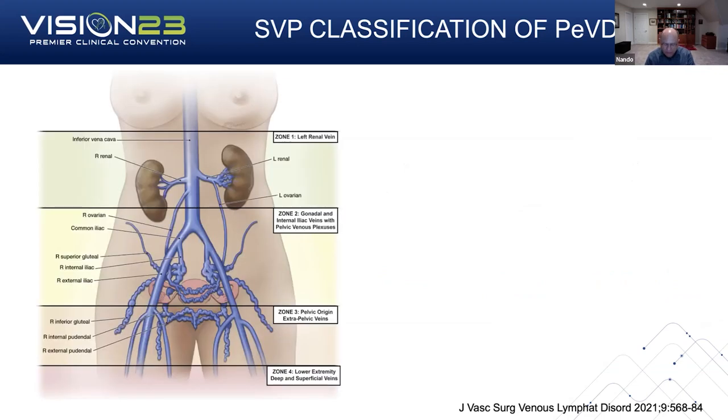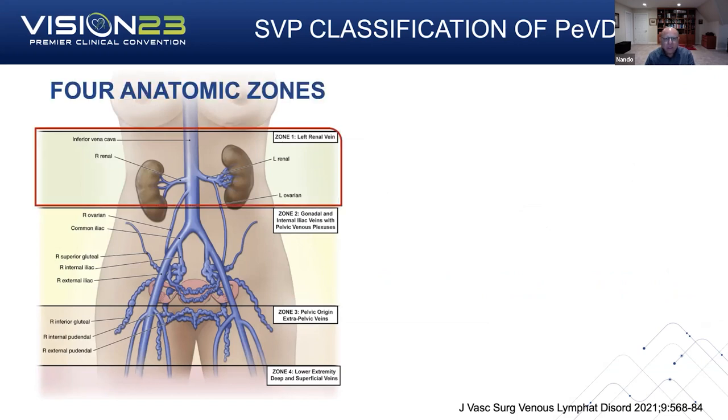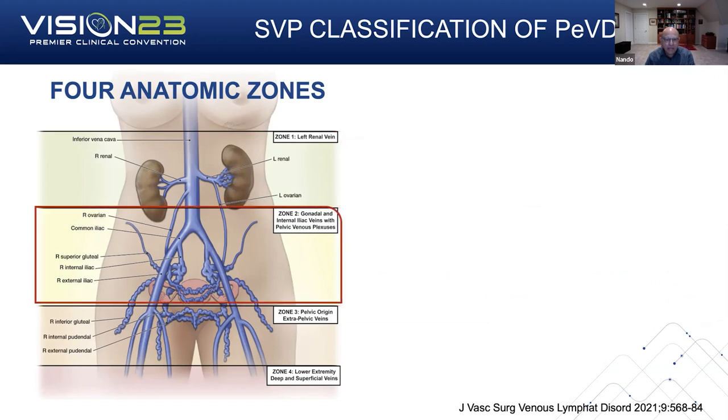The abdomen, pelvis, and upper portion of the lower extremity are divided into four anatomic zones. Zone one includes the left renal vein. Zone two includes the gonadal and internal iliac veins with pelvic venous varices. Zone three includes pelvic origin, extrapelvic veins, and zone four is lower extremity veins.